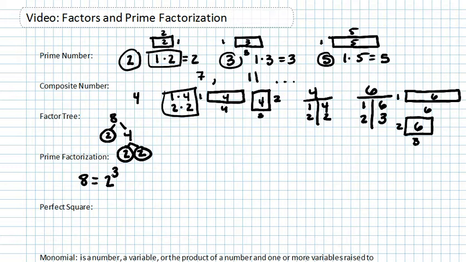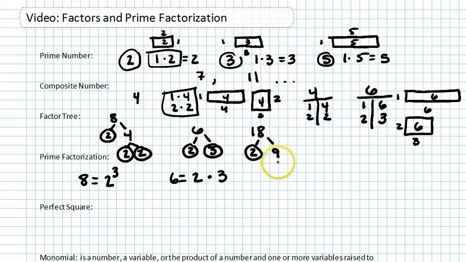Let's look at another example. Let's say I take the number 6. 2 times 3, both prime numbers. So the prime factorization for 6 is 2 times 3. What about 18? Well, I have 2 and 9. 9 isn't prime. 3 and 3. So the prime factorization of 18 is 2 times 3 to the 2nd.